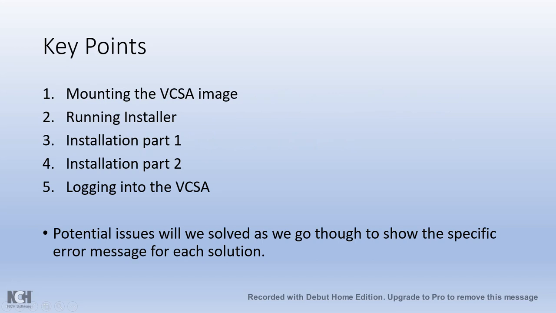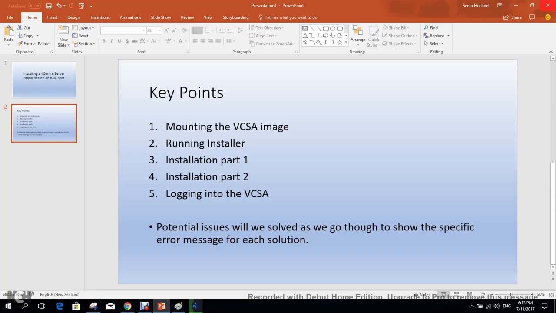So I'm going to show you how to mount the image, run the installer. So how do you find the installer once you've mounted the image. We're going to go through in detail part 1 and part 2 of the installation. And then we're going to log into our VCSA. And as we go through, I'm going to talk about the potential issues we can have and how to solve each one. A lot of my mentees are having problems with this, so I thought it would be a great idea for a video for the future.